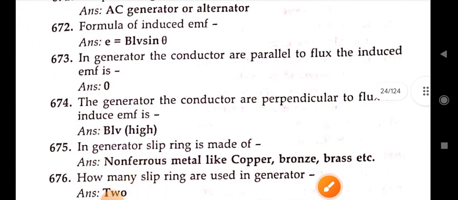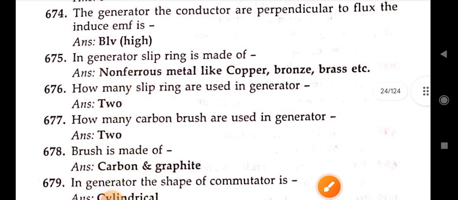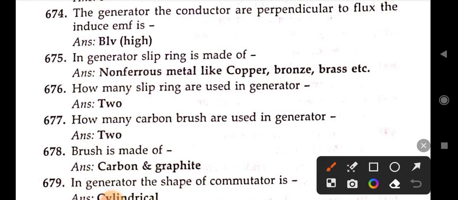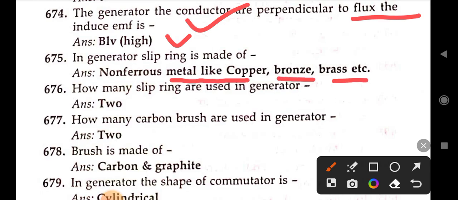Next, in generator, the conductors are perpendicular to the flux. The induced EMF is BLV, which is high. In generator, slip ring is made of non-ferrous metal like copper, bronze, brass, etc.